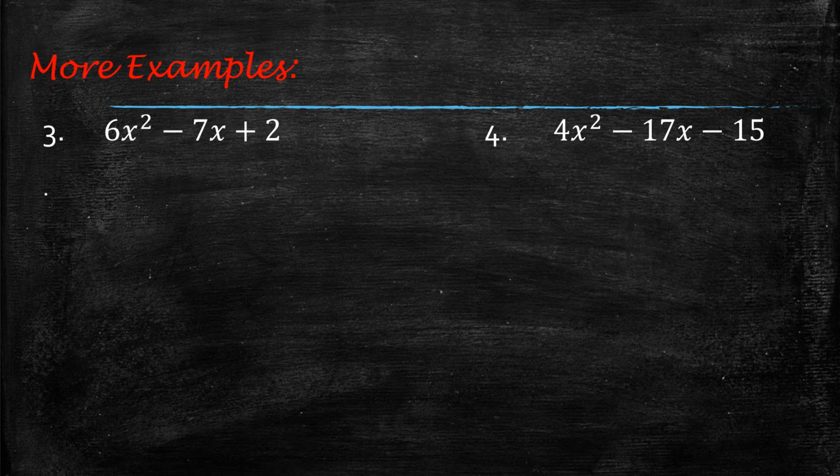All right, moving on to example 3, we have 6x squared minus 7x plus 2. There's not a common factor. There's no common factor between 6, 7, and 2. So we're going to go ahead and make our box.